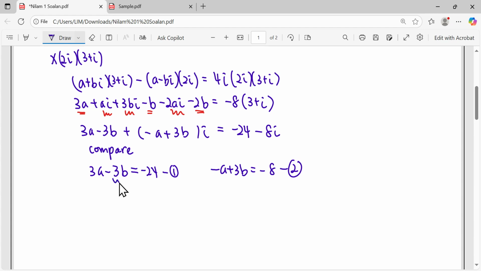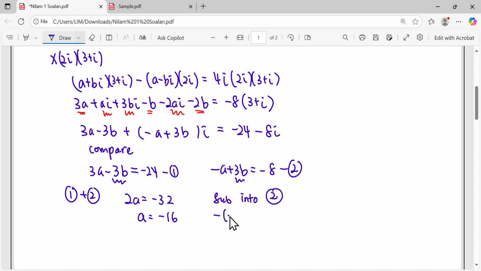As I can see, I have a similar term here, so we use the elimination method. We just take equation 1 plus equation 2. The 3b terms cancel each other. For a, we get 2a, and added together it will be -32, so a is -16. Then we substitute into either equation, let's say equation 2. Putting in -16, we get 3b minus 16 equals -24... so b is -8.